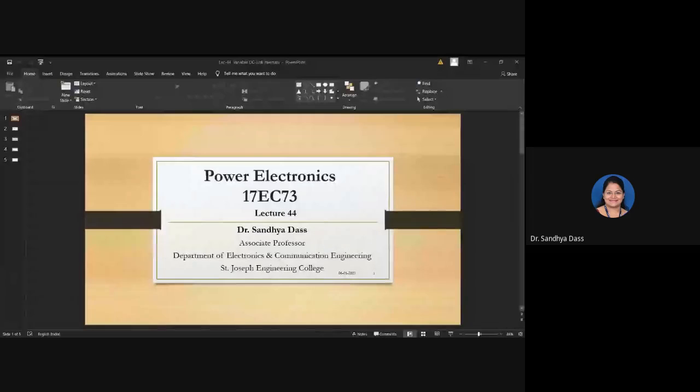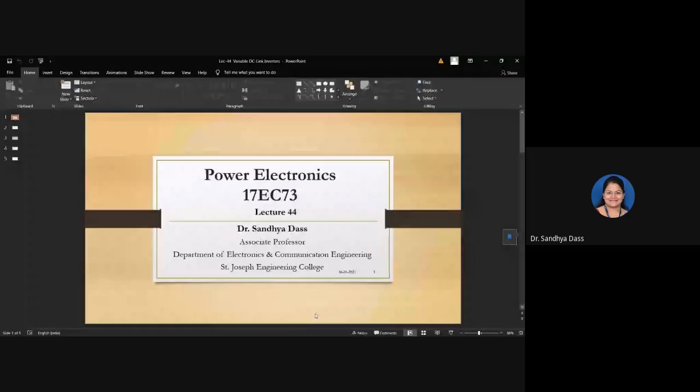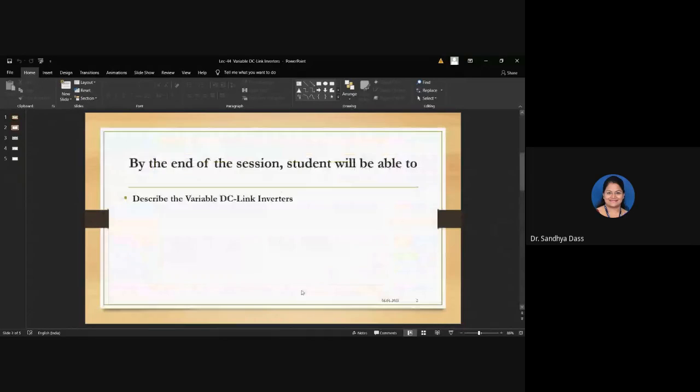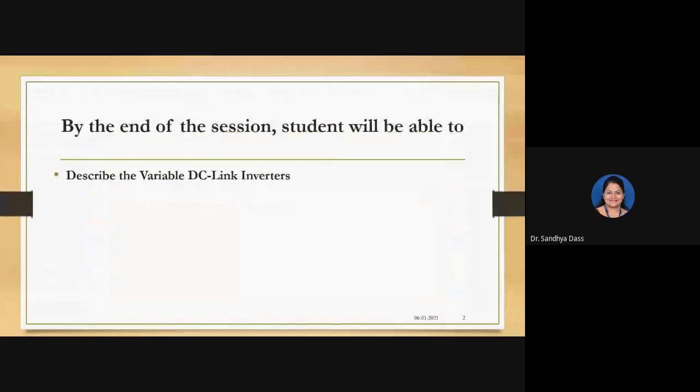Okay. So, welcome to this next session, lecture number 44. In this session, we will be discussing variable DC link inverter. We have gone through two main types of inverters, that is voltage source inverters and current source inverters. We have seen the working and operation of voltage source inverters and current source inverters.